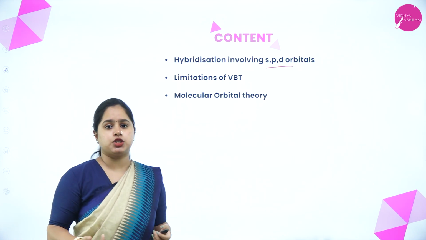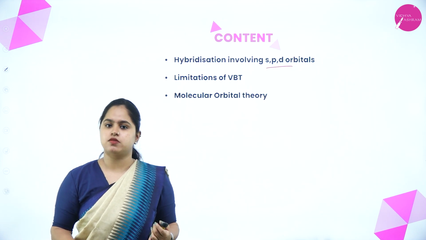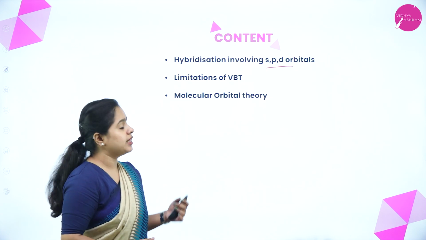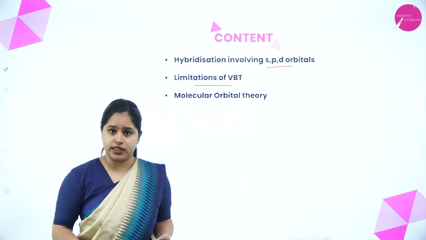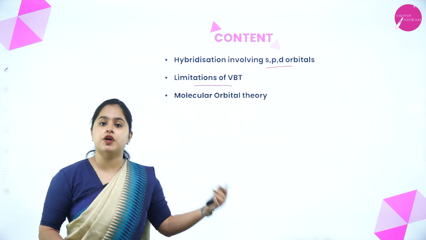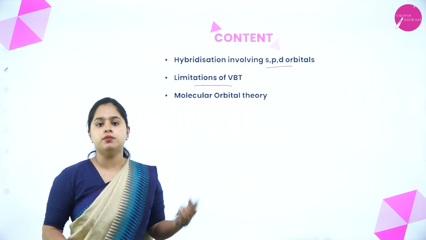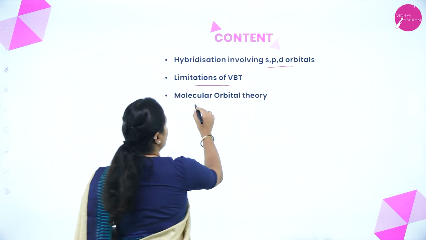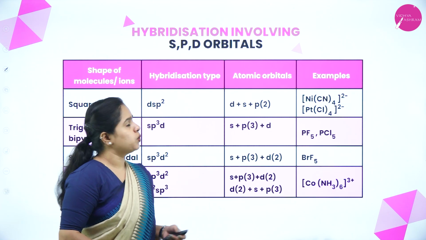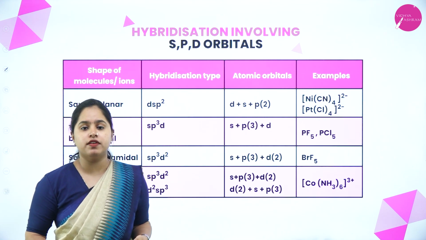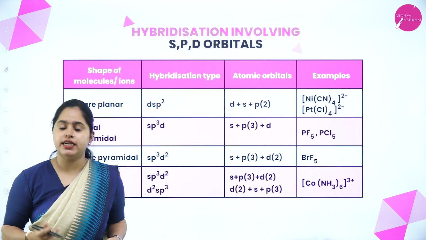So, the hybridization involving s, p, d orbitals we will be studying in this session, and thereby we will be discussing the limitations of valence bond theory, and then we will be moving on to the next approach to chemical bonding, that is molecular orbital theory. Beginning with the hybridization involving s, p and d orbitals.